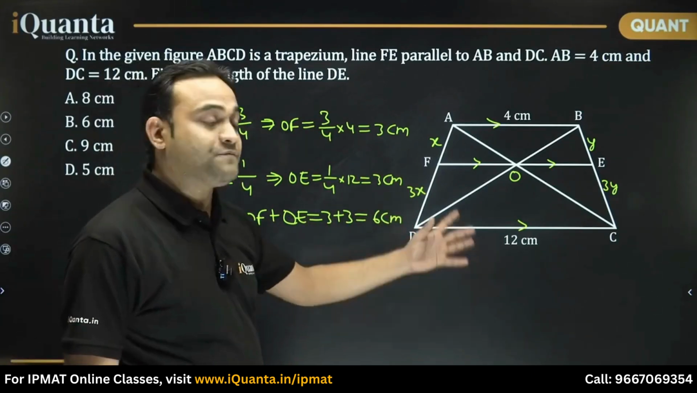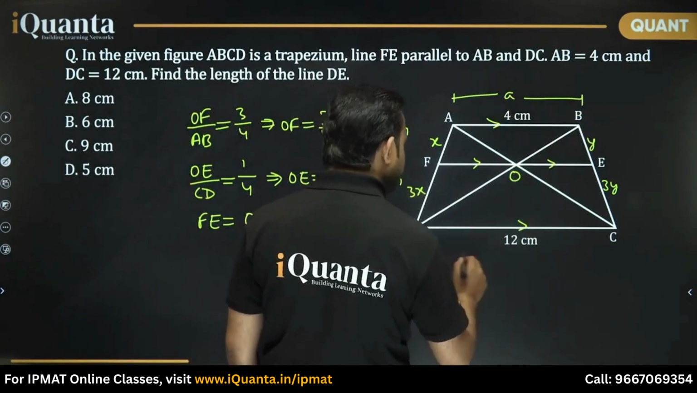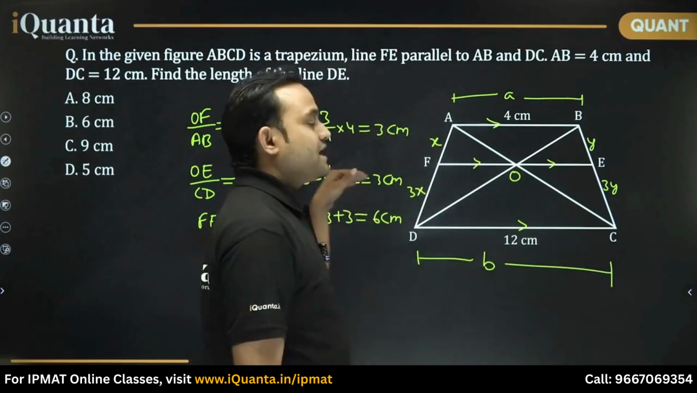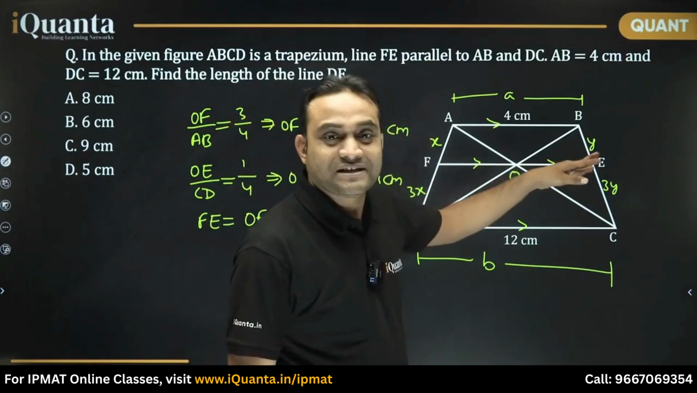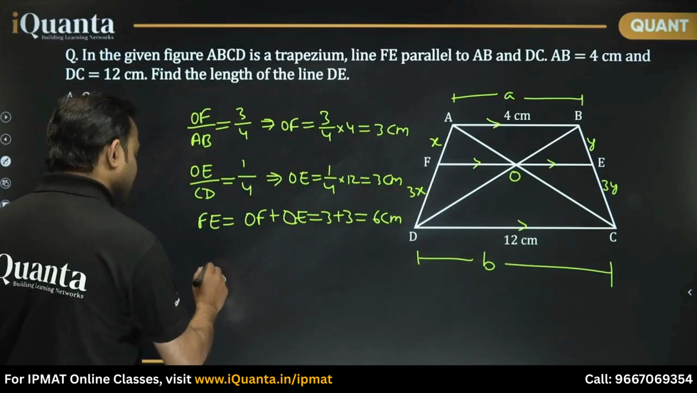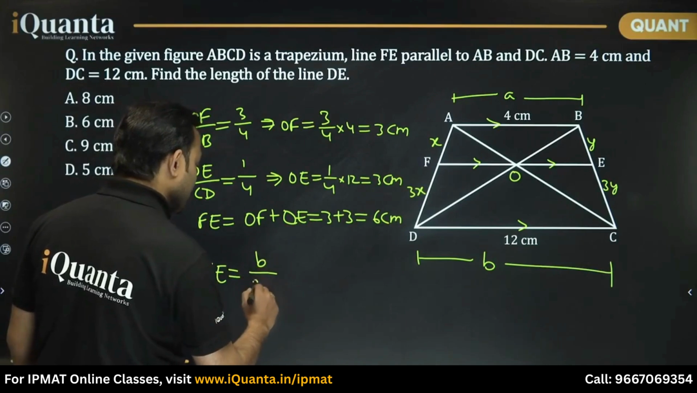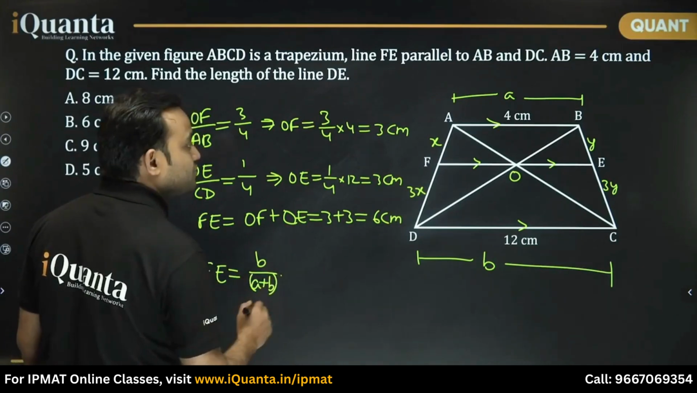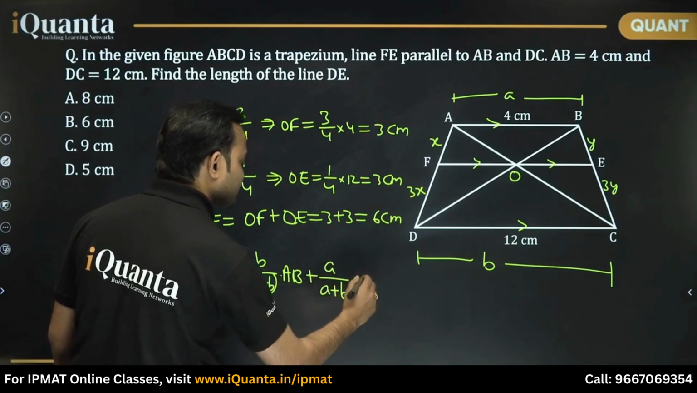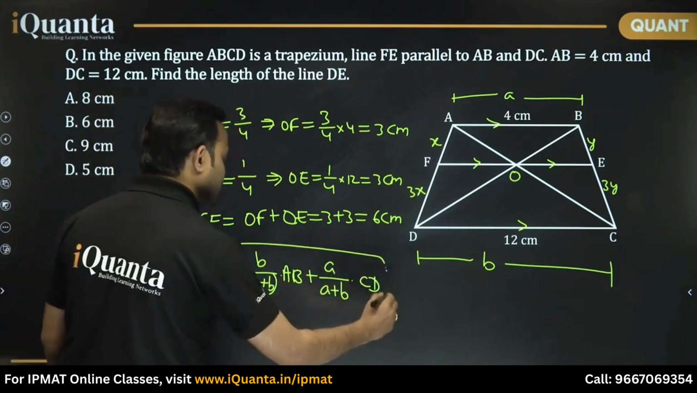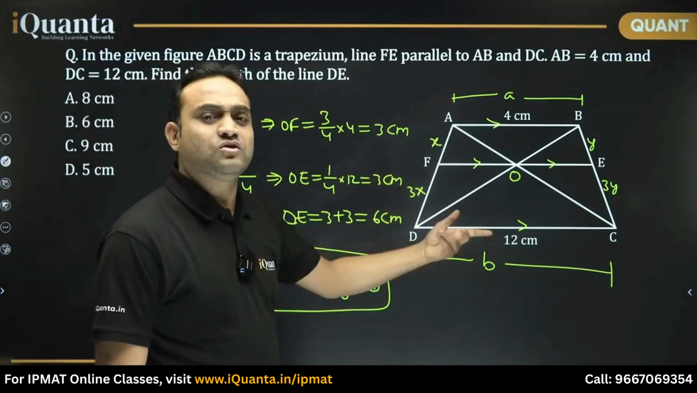Now remember, if ever you get this, that length of AB is A, length of DC is B, and EF is parallel to AB and DC such that it's going through the intersection of diagonals, then you can simply find FE will be equal to B upon A plus B into AB plus A upon A plus B into CD. This you can directly apply if length of these two sides are given. A and B are their ratio or actual value, doesn't matter.